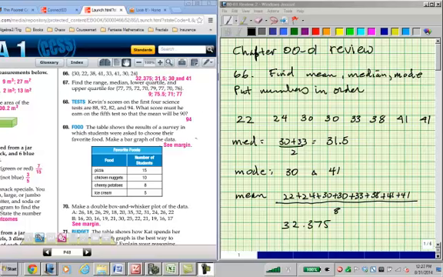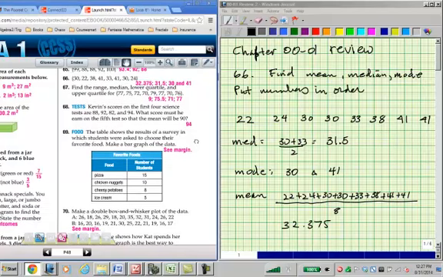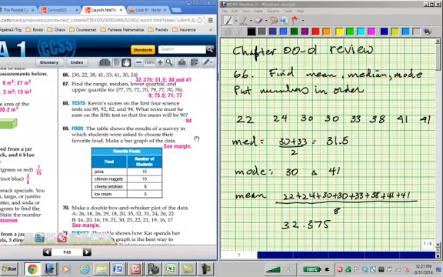This is a second review doing the even problems. So 66, I believe this is mean, median, and mode for each set of data. The mean: let's see, there's 1, 2, 3, 4... there's 8 numbers. Add them up, divide by 8. There's the mean. So the mean is the same thing as the average.